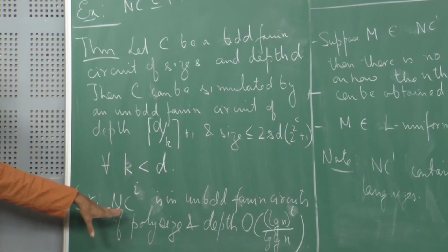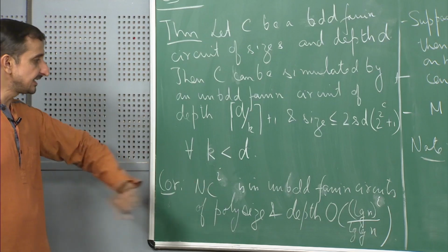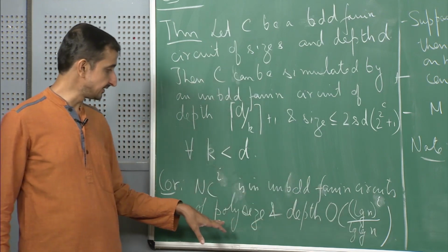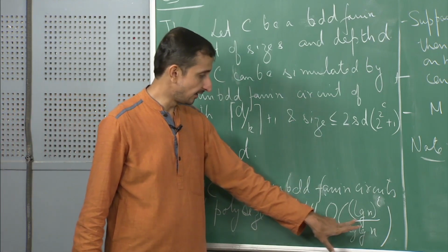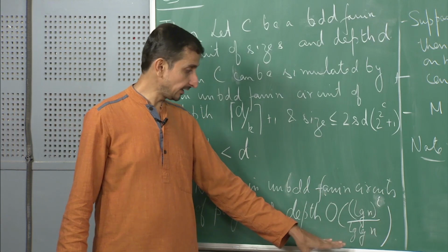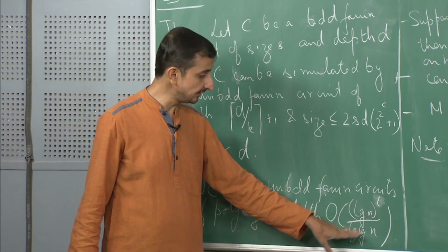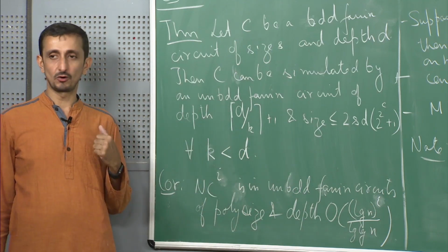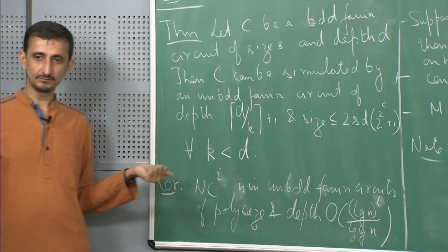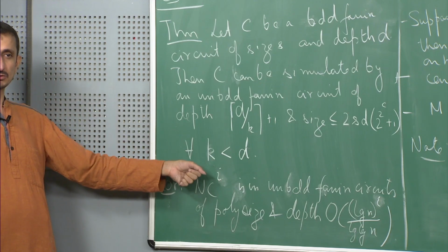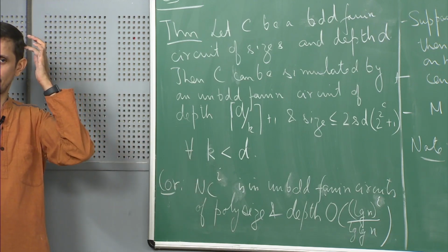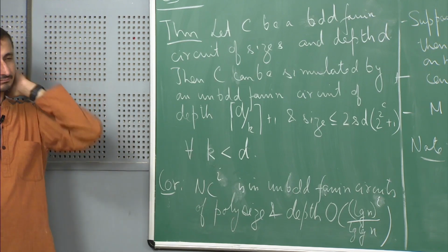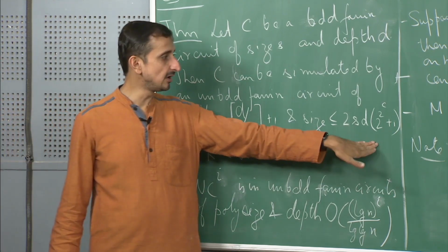Essentially what we are showing is that we know NCi can be done in unbounded fan-in circuits of polysize and depth log n to the power i. But I am saying that I can actually do it even in log n to the power i divided by log n. I can reduce the depth by a factor of log n. And how can I do that? What is the K that I will choose? Exactly. I will choose K to be log n.